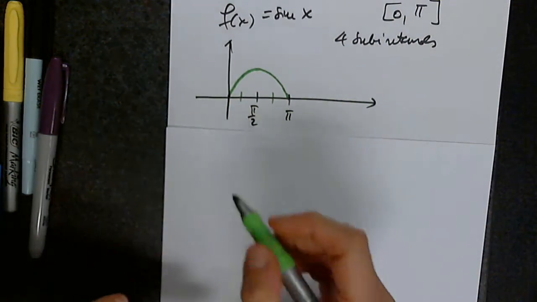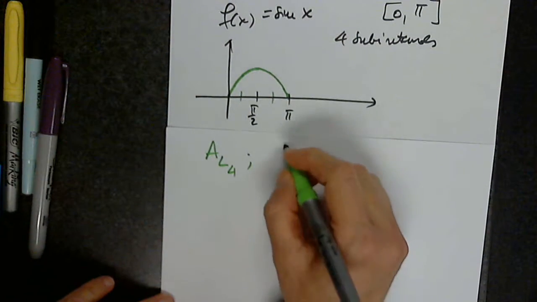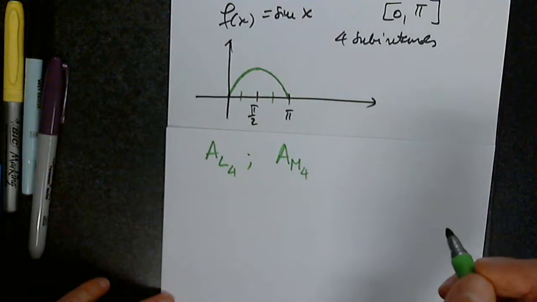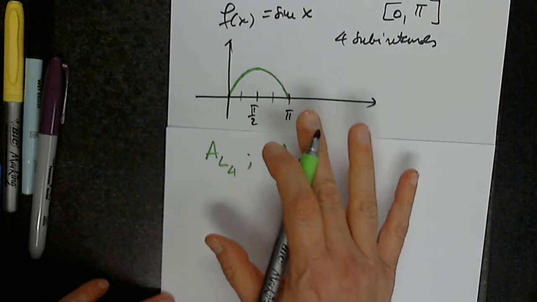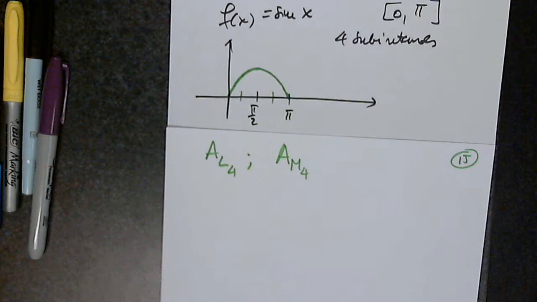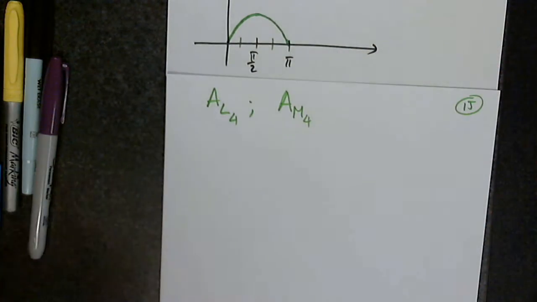Okay, so we want to determine the area using left with 4. We want to find the approximation with midpoint 4. We cannot do this exactly with the limit of the Riemann sum. As I said, it has to be a polynomial function, degree 1, 2, or 3. Very good. So the leftmost point.